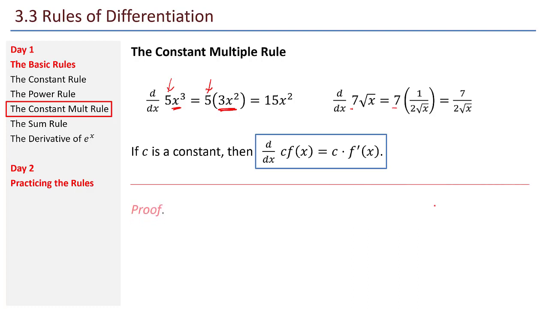And we can do a very quick proof for this one too. So this isn't too long. Let's suppose I have a function g. I'll rename my g as c times f of x. Now I want to take the derivative of g and see what I end up with.